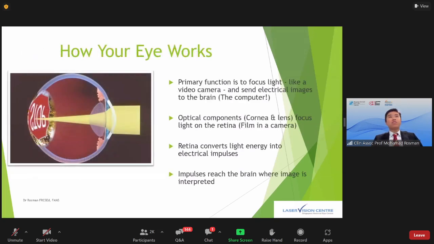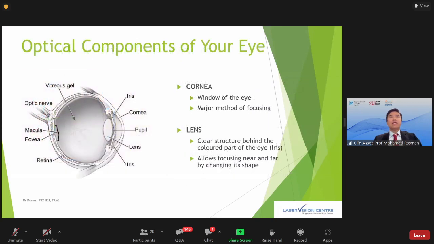Okay, for us to work, just now Hong Xin already mentioned different parts of the eye. The function of the eye is to focus light onto the retina so that our brain can interpret the images. And in order for that to happen, the cornea has to focus most of the light onto the retina, but the lens allows for fine focusing, allowing it to change its shape. And this lens is almost like the autofocus function of the camera. Therefore, it allows us to see far and near when it's working well.